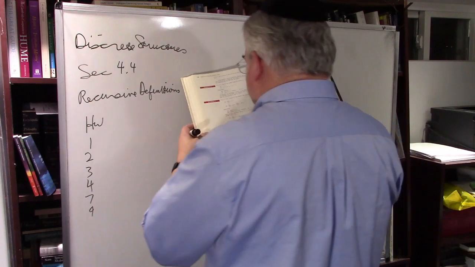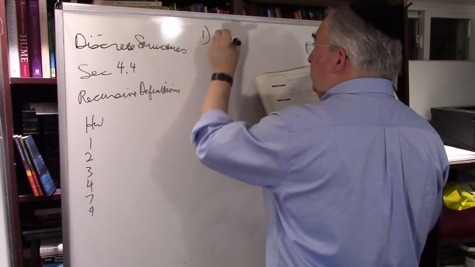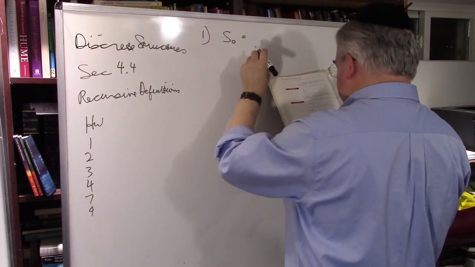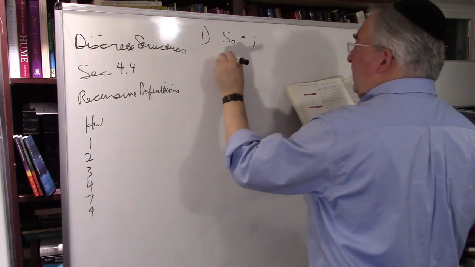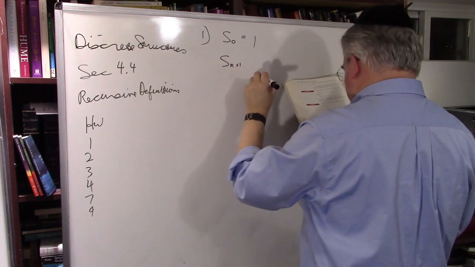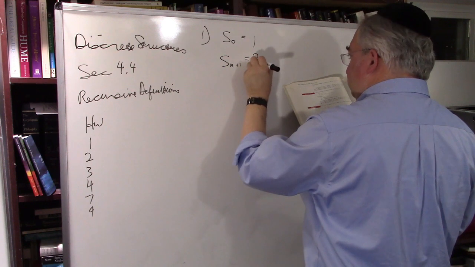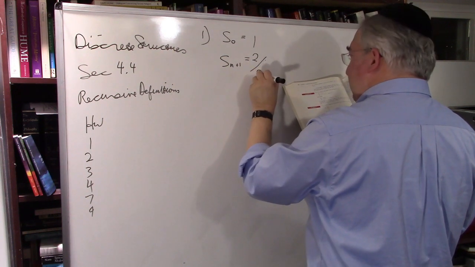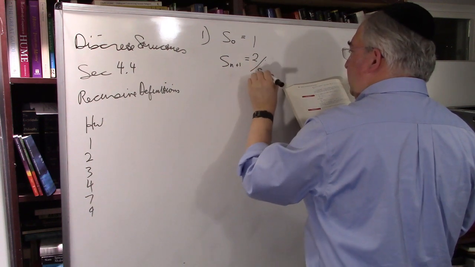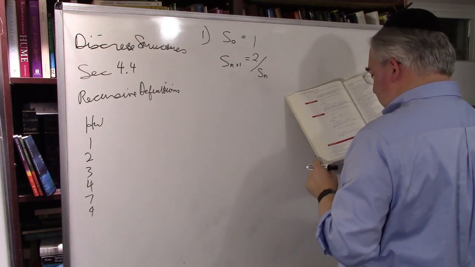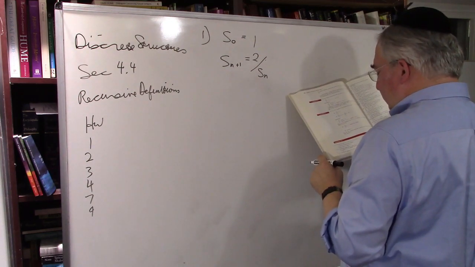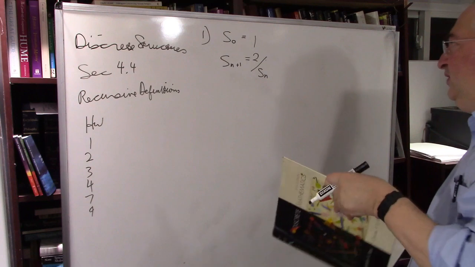Okay, we recursively define S0, so this is number 1. S0 is equal to 1. S(n+1) is equal to 2 divided by Sn. Okay? List the first few items in the sequence. Okay, so let's do it.